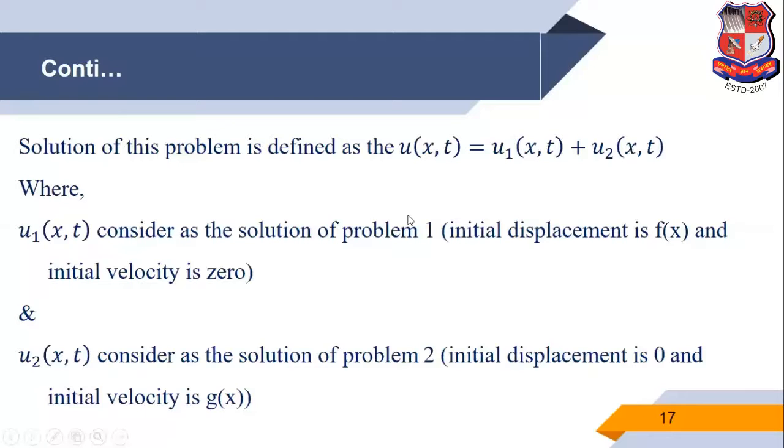Okay, so again, problem 3, where the initial displacement as well as the initial velocity is given. So we write u(x,t) is u1(x,t) plus u2(x,t). u1(x,t) is the solution we consider of problem 1 type, and u2(x,t) we consider the solution of problem 2 type.